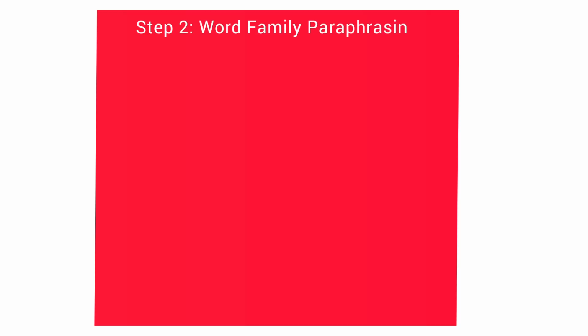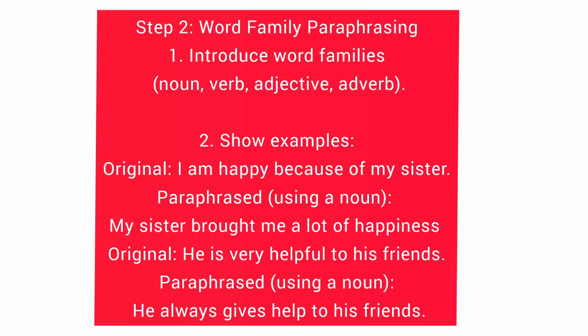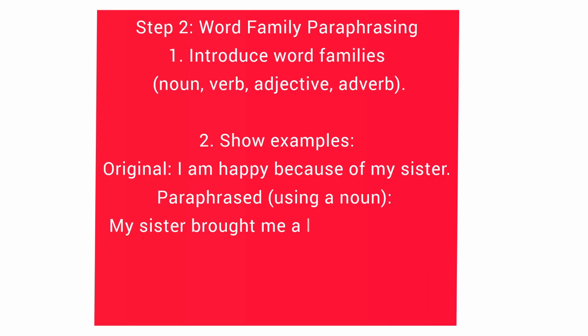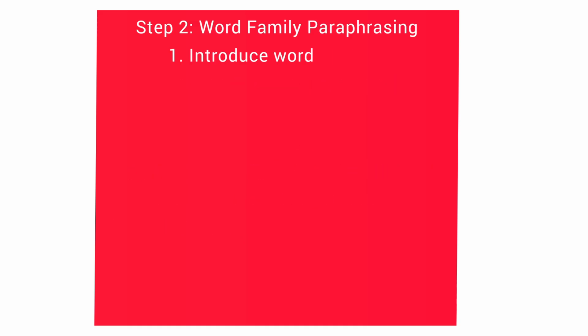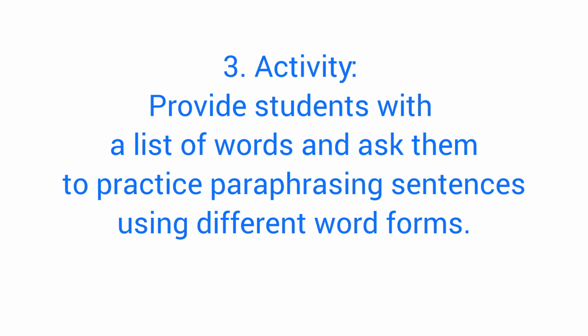Step 2. Word family paraphrasing. 1. Introduce word families: noun, verb, adjective, adverb. 2. Show examples. Original, I am happy because of my sister. Paraphrased, I feel happiness because of my sister. Original, he is very helpful to his friends. Paraphrased, he always gives help to his friends. 3. Activity. Provide students with a list of words and ask them to practice paraphrasing sentences using different word forms.